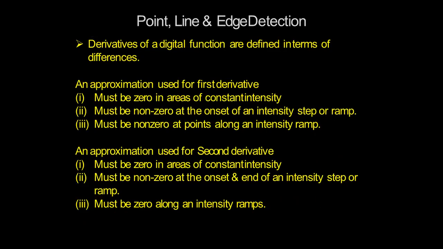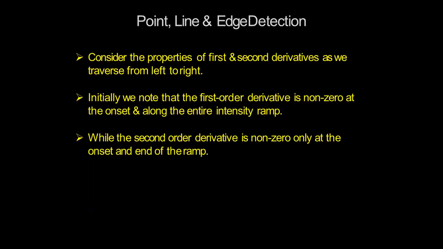An approximation used for the first derivative must be zero in areas of constant intensity, must be non-zero at the onset of an intensity step or ramp, and must be non-zero at points along an intensity ramp. An approximation used for the second derivative must be zero in areas of constant intensity. The same will be applicable to the approximation using the second derivative. This is how point, line or edge detection will be done.